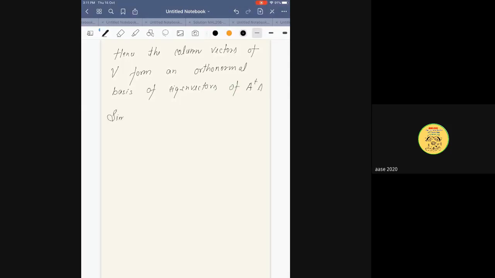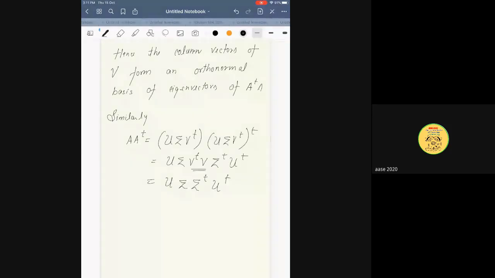And similarly, if we find A A transpose, that means it is U sigma V transpose times U sigma V transpose, transposed. When we open this one, we will get V sigma transpose U transpose, and since V is also orthogonal, we will get sigma sigma transpose U transpose. So again we will get the same diagonal matrix with sigma 1 squared up to sigma r squared and zeros. So the column vectors of U form an orthonormal basis of eigenvectors of A A transpose. So here we got the idea of what U and V are.